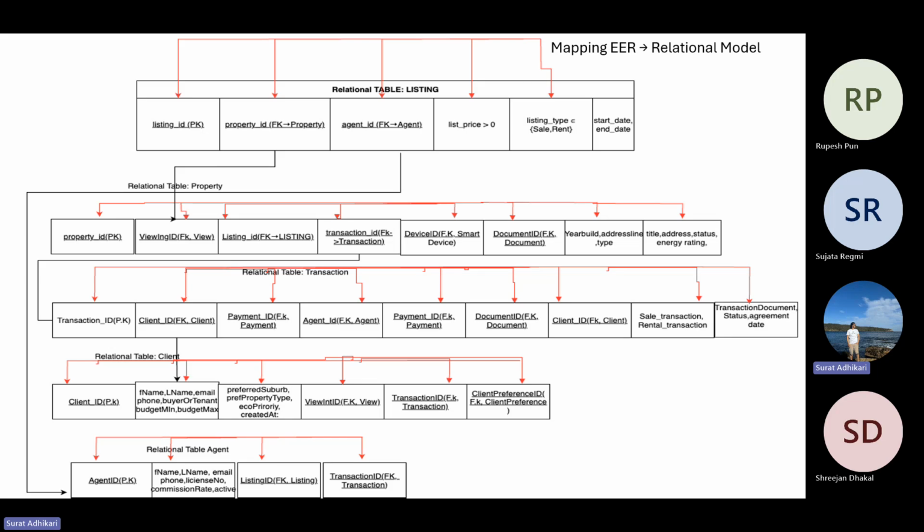We have implemented our conceptual EER model into a relational schema, where strong entities become base tables, subtypes become separate tables linked by a foreign key, and associatives like listing and viewing became their own tables, having foreign keys and primary keys linked to their base tables. Payment was modeled as a weak entity and tied to the transactions. This ensures the design is in third normal form, avoids duplication, and maintains referential integrity.